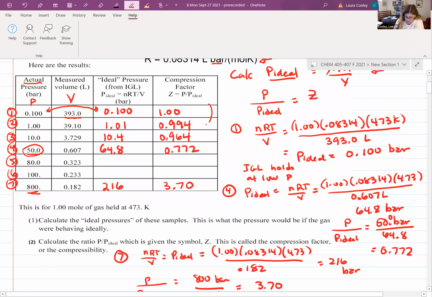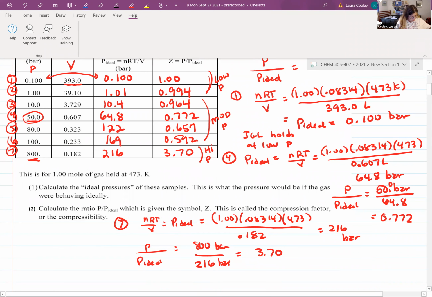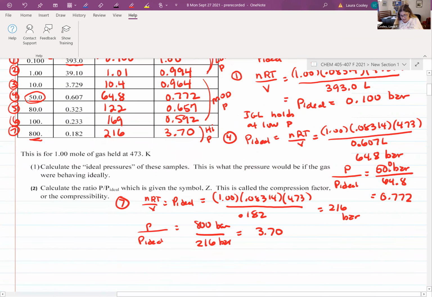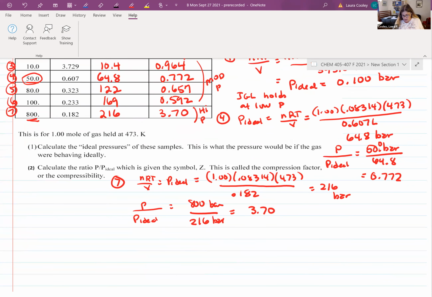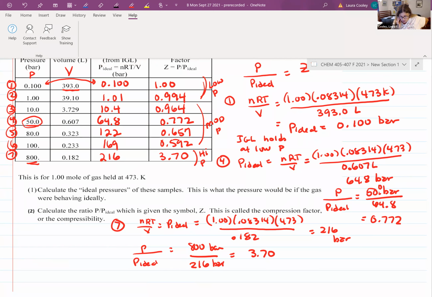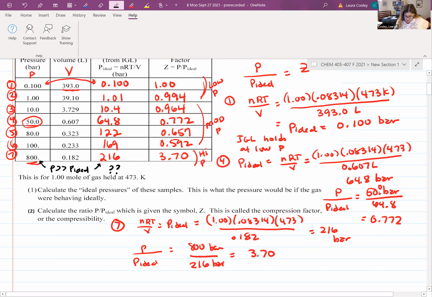You can see here is your low pressure region where you basically have ideal behavior. Here is your moderate pressure region, and here you start the high pressure region. So what happened there? We were going along, and the ideal pressures were always greater than the real pressure, so P was less than P ideal. Suddenly for this one, we have P much greater than P ideal. So what happened here?